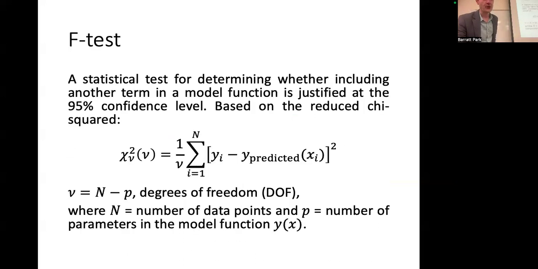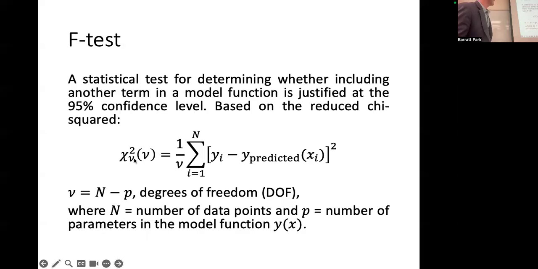Okay, and so an objective test that you can use to see whether you are statistically justified in adding another parameter to your fit model is called the F-test. And you're going to need to use the F-test on one of your lab reports this semester. So let's talk about this. Okay, so this is a statistical test for determining whether you should include another parameter in a fit model.